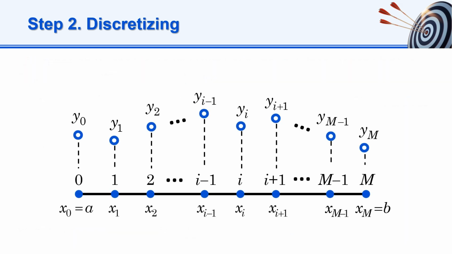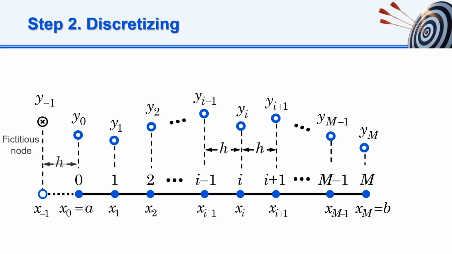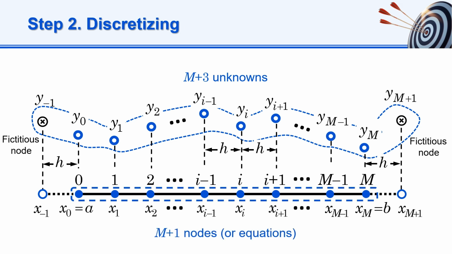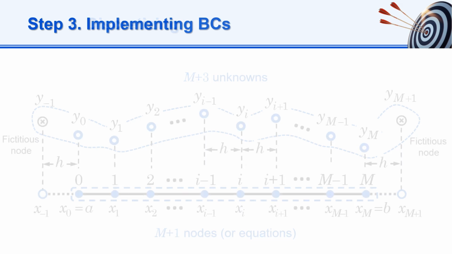When Robin or Neumann boundary conditions are imposed on the boundary nodes, not only is the solution at the boundary node unknown, but it also results in fictitious nodes as well. In this case, the number of unknowns, including the fictitious nodes, becomes m plus 3, while the number of actual nodes belonging to the physical system is m plus 1. We need to eliminate the fictitious nodes using the given boundary conditions.